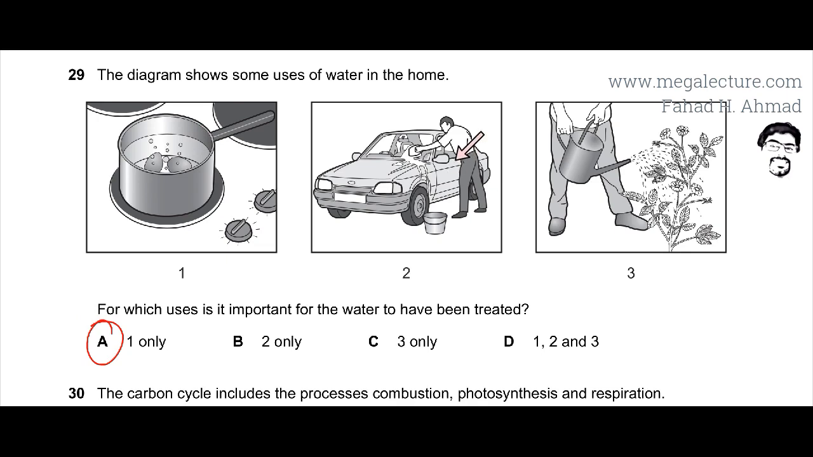For cleaning cars, the water could be impure, as long as it's somewhat clean. You don't want it to be perfectly treated. Similarly, for plants, you don't want it to be treated. You can use just raw water, and you can use it for watering plants. So only for cooking, for human consumption, you need very, very pure water. So one only is the correct option for this particular MCQ.